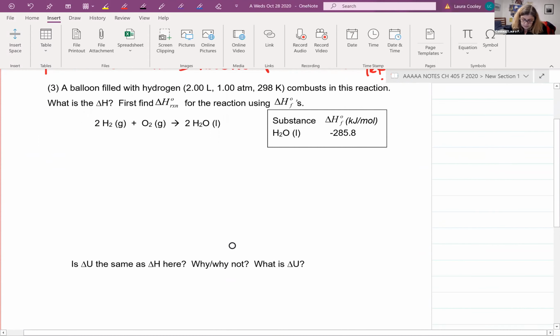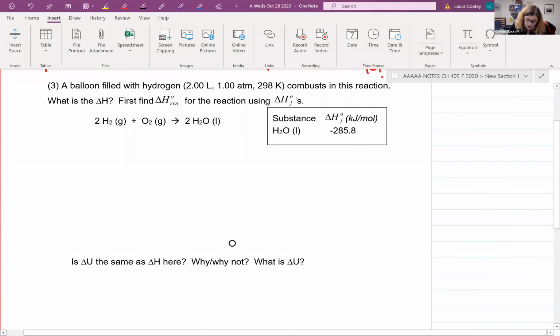Delta H for this reaction, well, the delta H0 you get by taking 2 times the delta HF0 of liquid water minus 0, because these heats of formation are both 0. So that's minus 571.6.